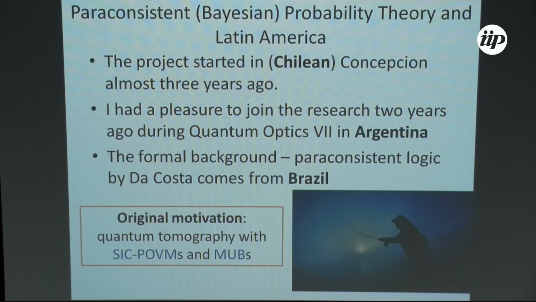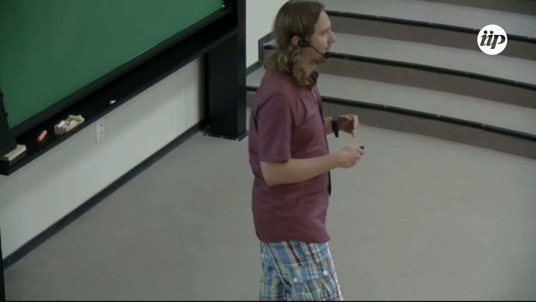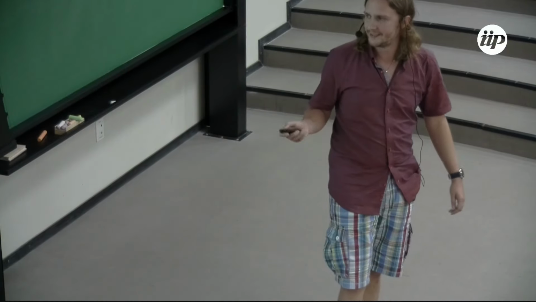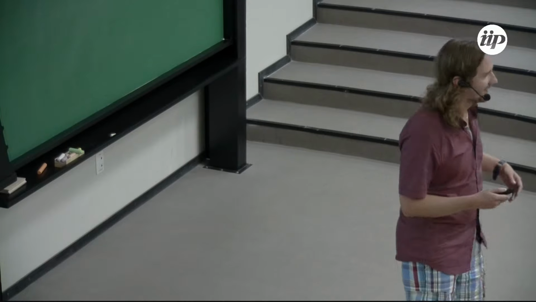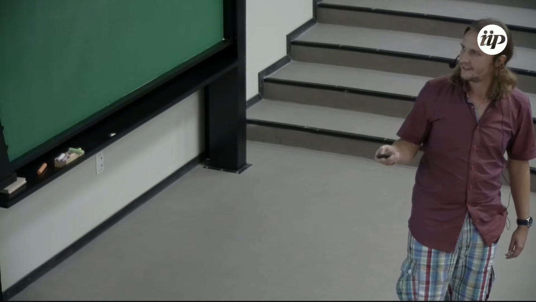So the project, which started like this 3 years ago, was initially motivated by quantum tomography with SIC POVMs and mutually unbiased bases. So what they in Concepcion wanted to do was to have a probabilistic description of tomography which would be somehow better fitted to this example. What happens at the end is, of course we have this, but we have something else, and I'm particularly very excited about this something else.